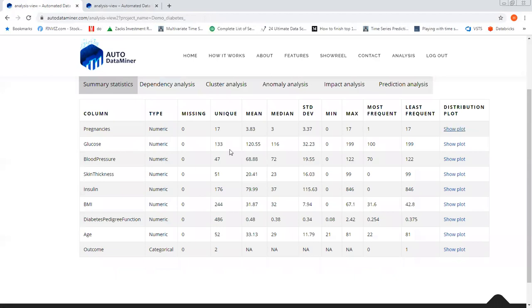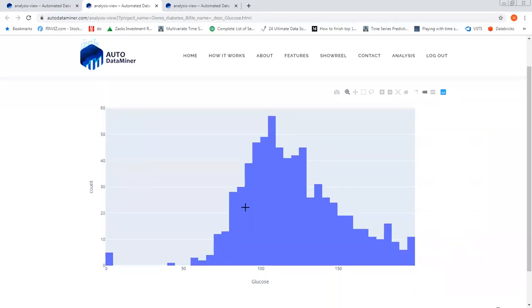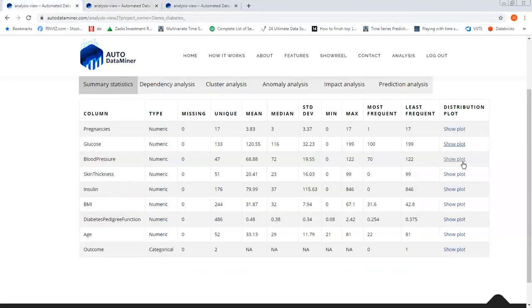You can try other variables as well. Let's consider glucose this time. This is the distribution plot of the glucose, and you see a number of people whose glucose level is 0, which in reality is not possible. So it looks like this is a noisy part of the data. You can play with this, click on those distribution plots, and see the distribution of different variables.